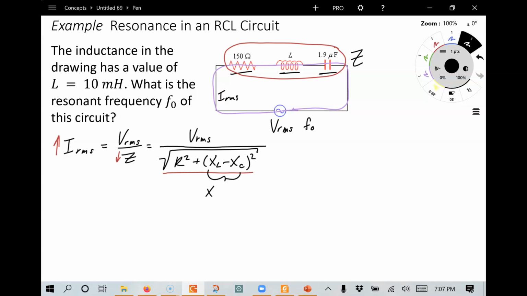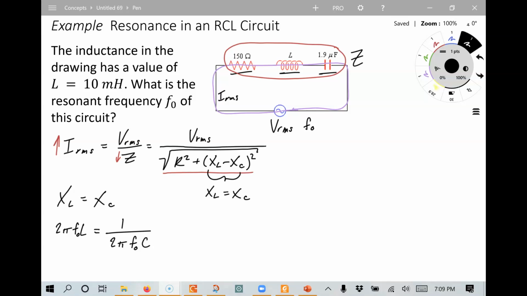Set XL and XC equal to each other. So if we do that, well, let's just do it right over here. Then we're going to say, okay, 2 pi F L is equal to 1 over 2 pi F C. And this is called the resonant frequency. We go ahead and put a 0 below it to indicate that's the resonant frequency. So to calculate the resonant frequency, all we need to do is solve for F here.